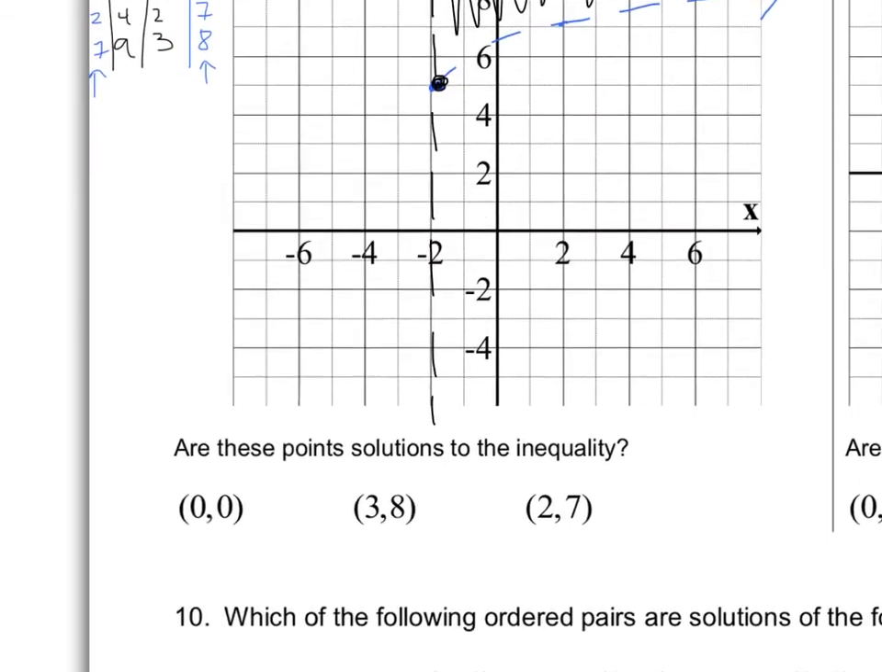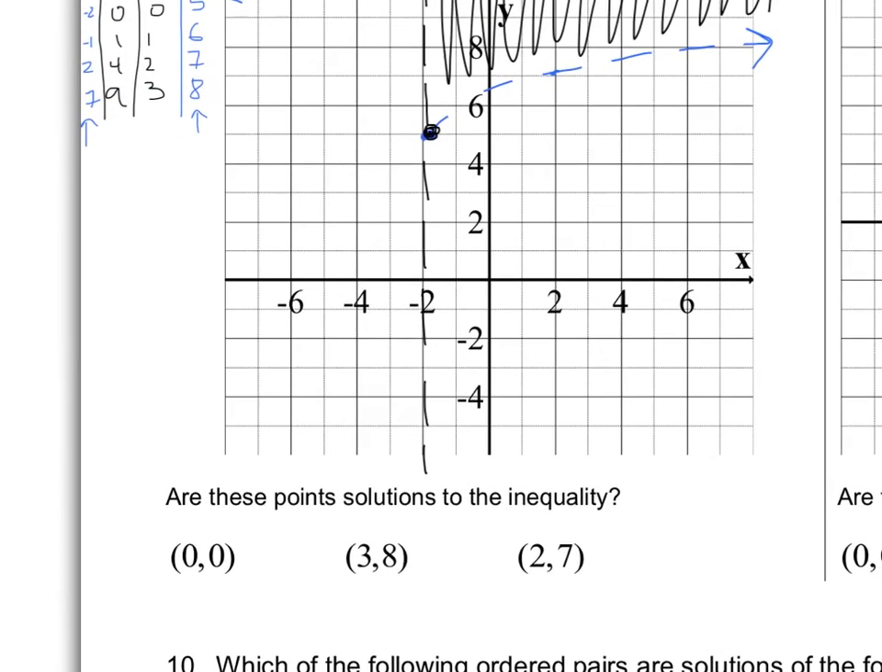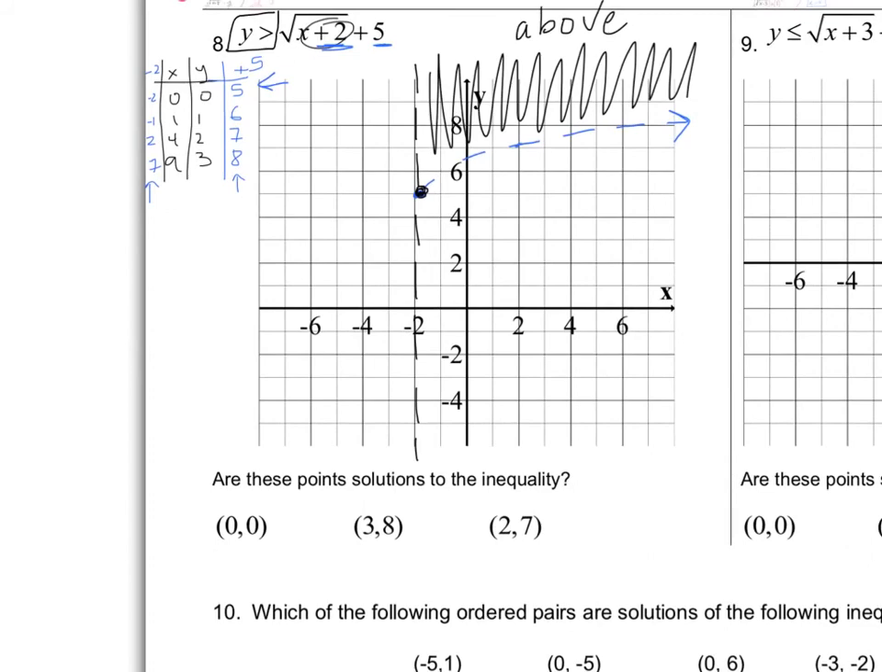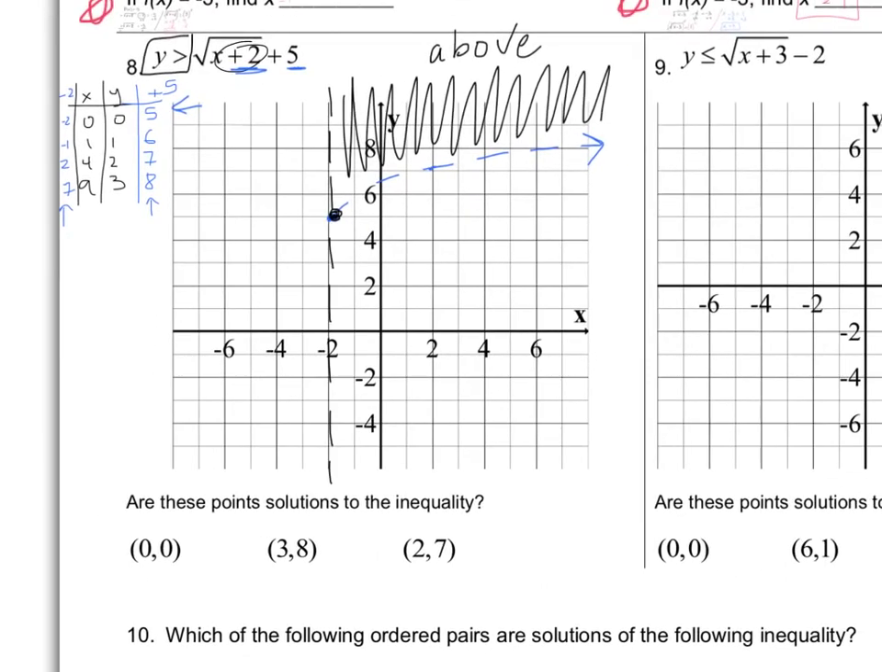Now let's try to answer those questions graphically. So every time they ask you a question like that, if graphically, you just look whether it belongs to it or not. So I'm gonna put the dots in red. So 0, 0. As you can see, it's not in my shaded part, so it's not a solution. No. Now 3, 8. So this is 3, 8. As you can see, it's above the graph, and it is in your shaded region, so yes.